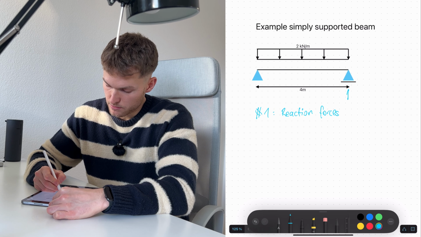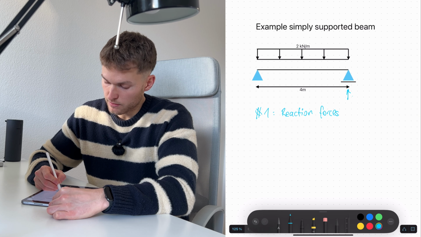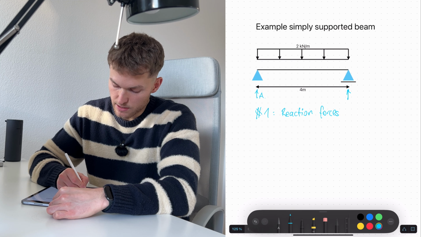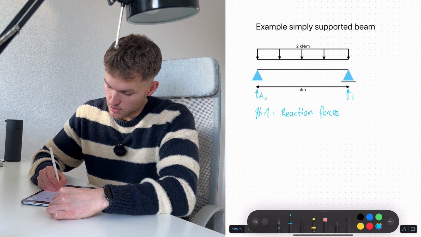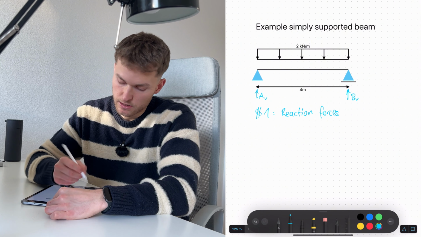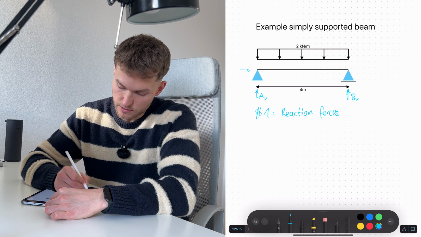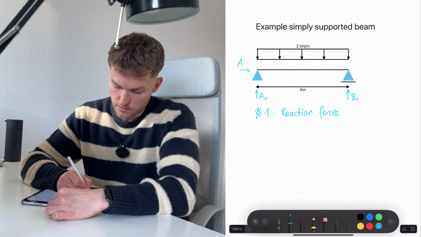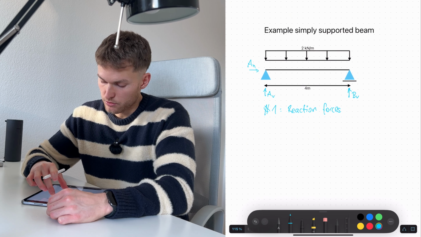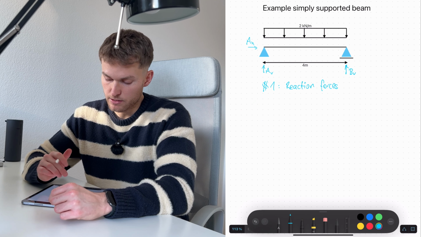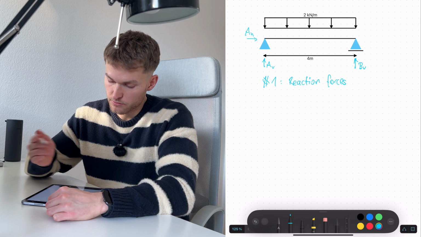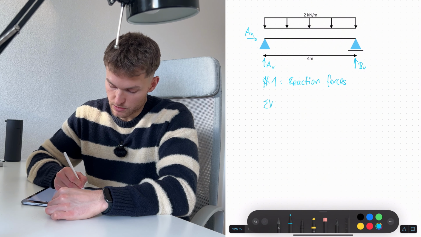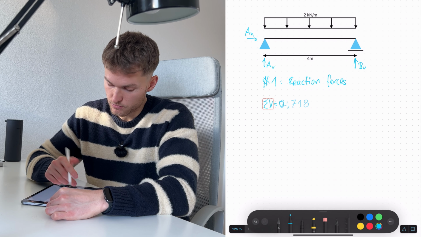So we have a vertical reaction force here and a vertical reaction force here. We call these AV and BV, V for vertical. And then the pin support also has a horizontal reaction force, which is AH. Okay, so in step 1 we calculate the reaction forces. Let's do that. We first say vertical equilibrium, so the sum of all vertical forces is 0.